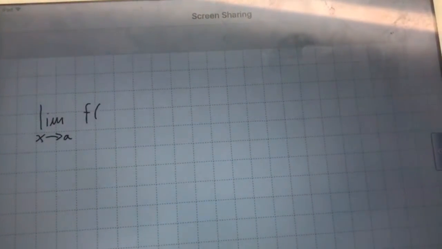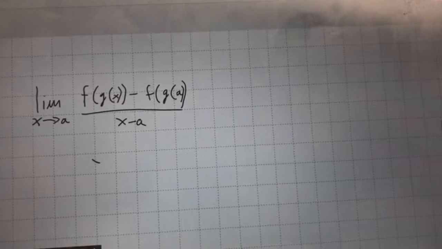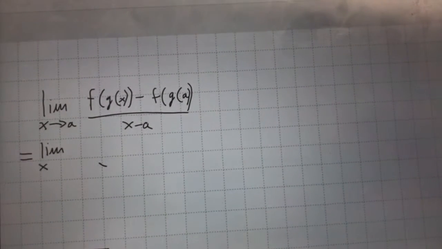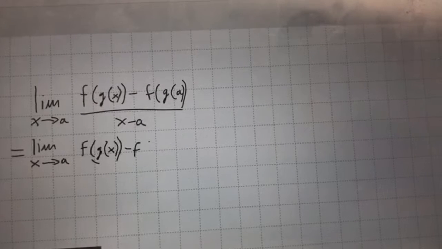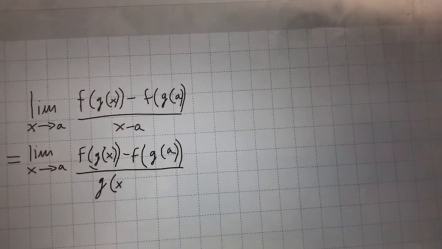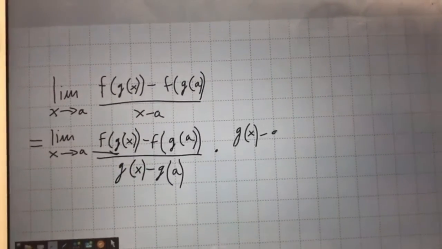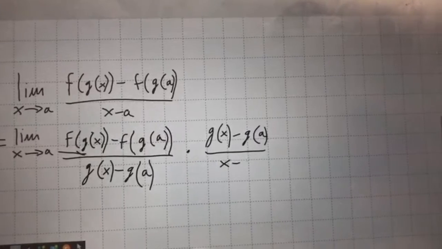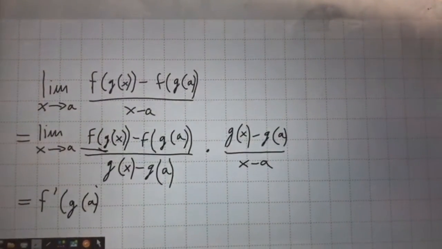Now for the example, as we can see, the limit of x tending to a of f of g of x minus f of g of a over x minus a is equal to the limit of x tending to a of f of g of x minus f of g of a over g of x minus g of a, times g of x minus g of a over x minus a, and this will equal f dash of g of a.